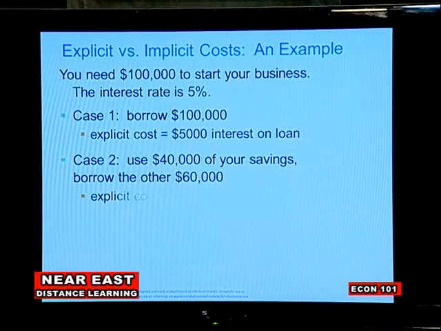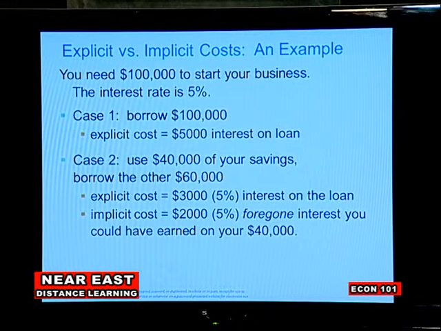There's an example for explicit and implicit cost. Here it says you need $100,000 to start your business. The interest rate is 5%. Case 1 says if you borrow $100,000 from a bank, let's calculate the cost of borrowing this amount. We have explicit cost there because you are going to pay this amount with a cash outlay. So your explicit cost equals $100,000 multiplied by the 5% interest rate, which gives $5,000 interest on the loan.